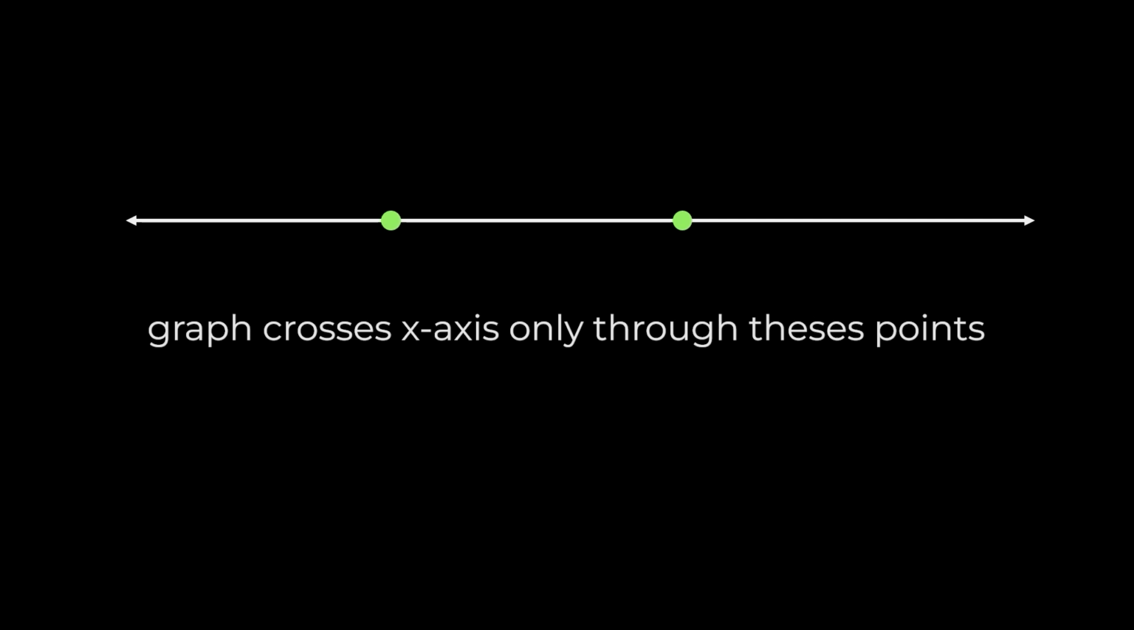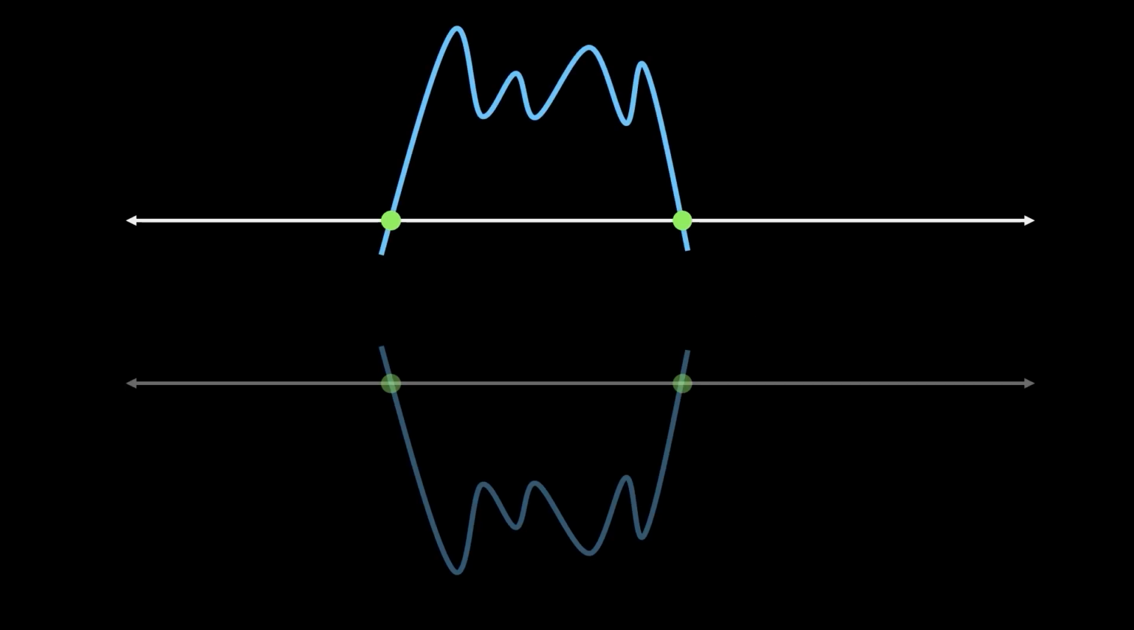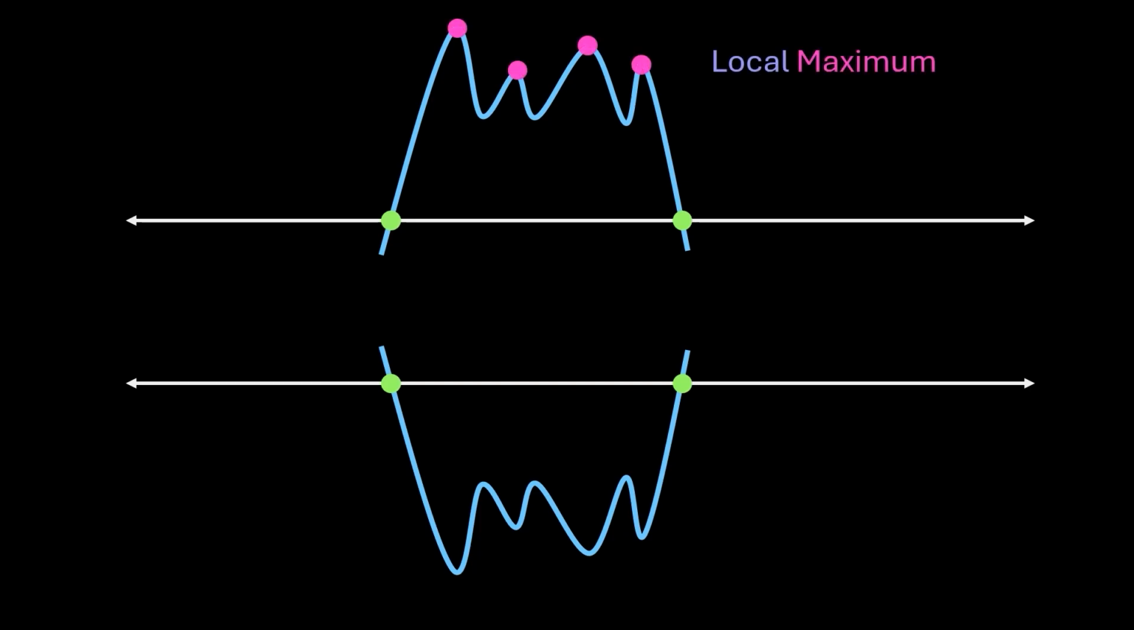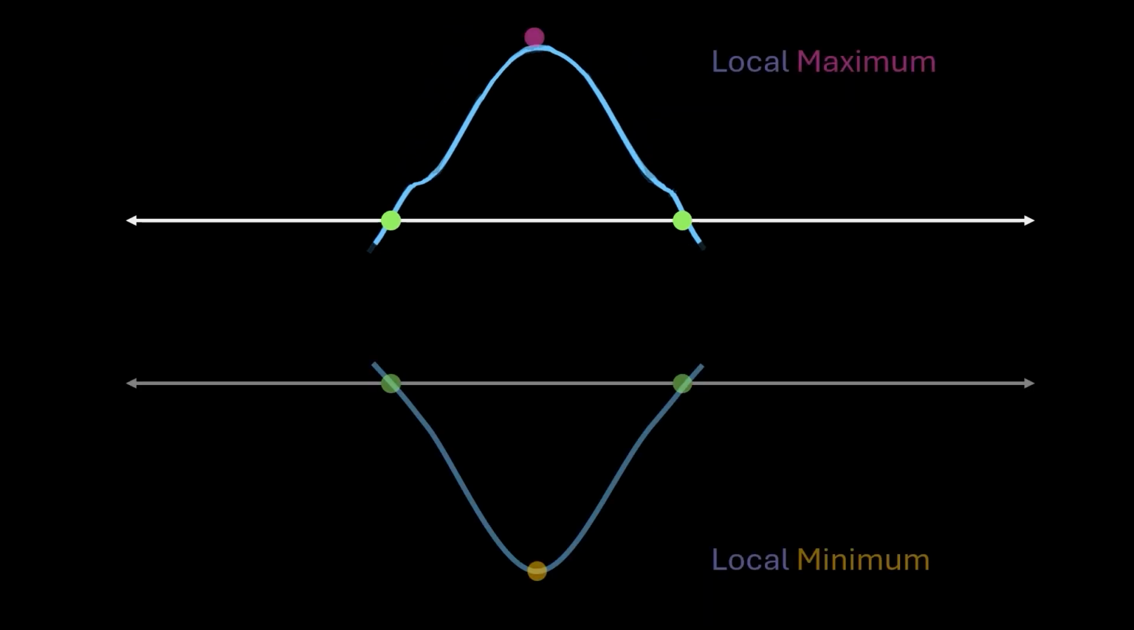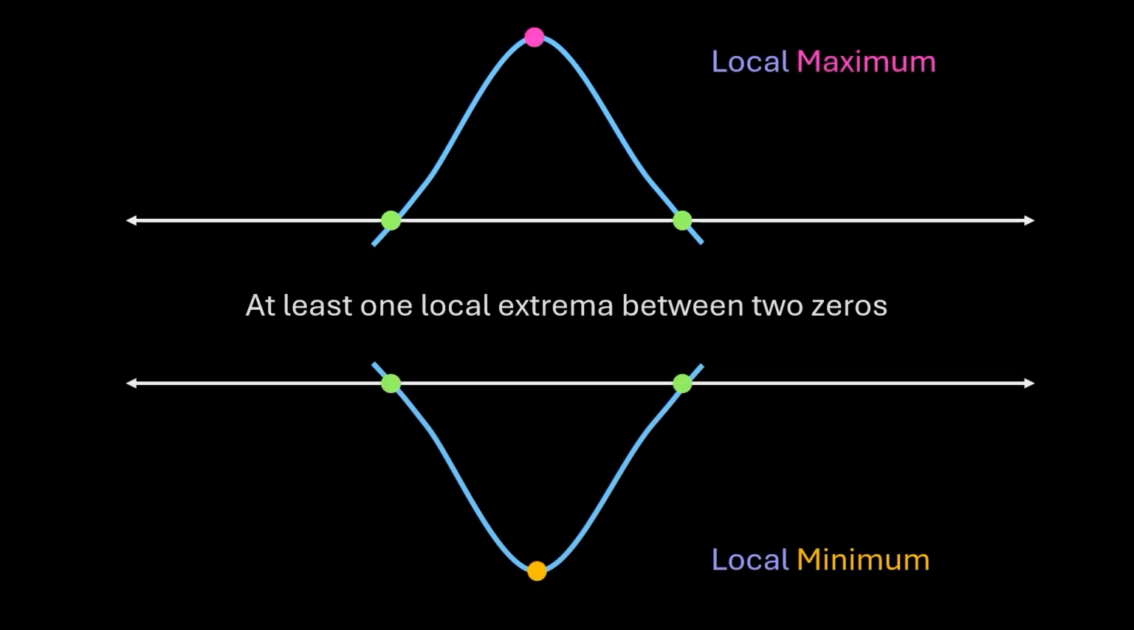Alright, now let's consider these 2 points, which are zeros of some function. Because they are the zeros, the graph crosses the x-axis only through these 2 points. So it could be either like this, or like this. In the first type, we can get multiple local maximums, and in the second type, we get multiple local minimums. If we keep the graphs extremely simple, we get at least one local extrema between two zeros.